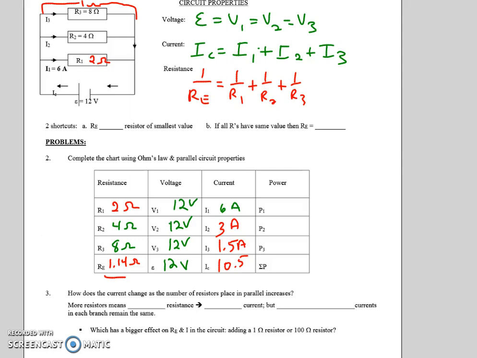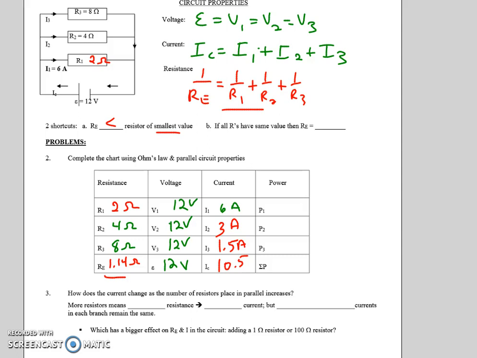Okay, so if you do this enough, you'll see a pattern emerging, which basically says the effective resistance is always less than the resistance of the resistor of smallest value. So in this initial example, our smallest resistance was 2 ohms, so we know the effective resistance must be less than that. And you can show yourself why that must be mathematically based on this equation.